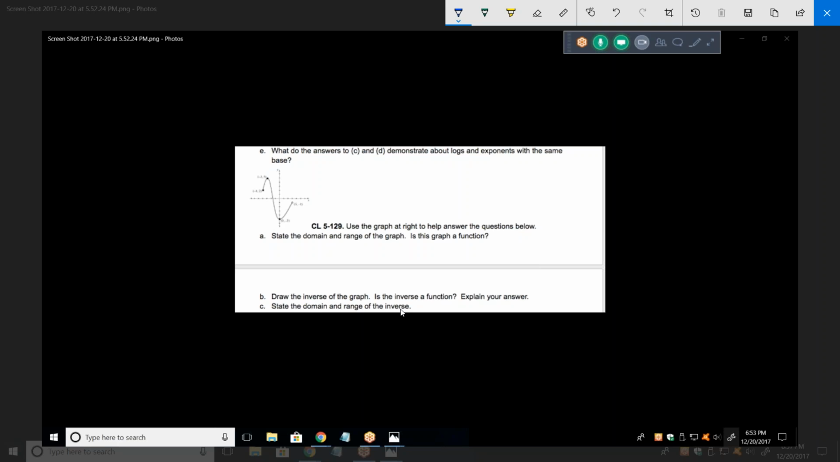The domain and range of an inverse are always the switched domain and range of the function. Whatever the domain of the function is, that's the range of the inverse. Whatever the range of the function is, that's the domain of the inverse. Okay.